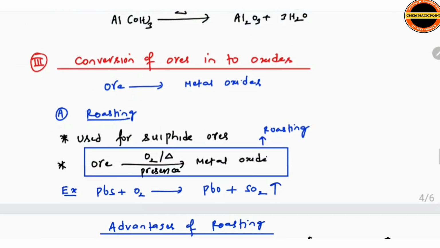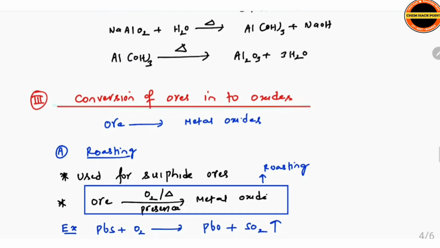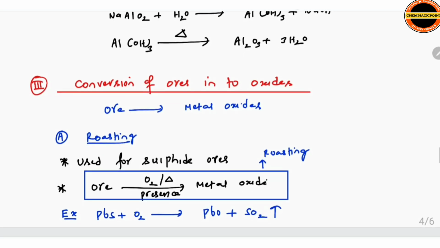Another method under conversion of ores into oxides. The first step is crushing and grinding. The second step is concentration of ores. The third step is conversion of ores into oxides. Total 5 steps. The third step is conversion of ores into oxides.